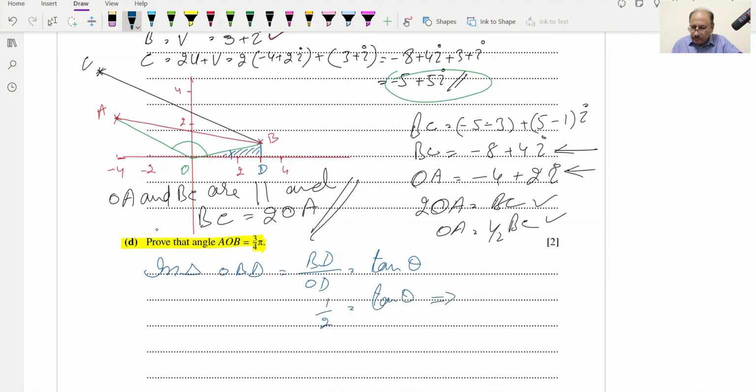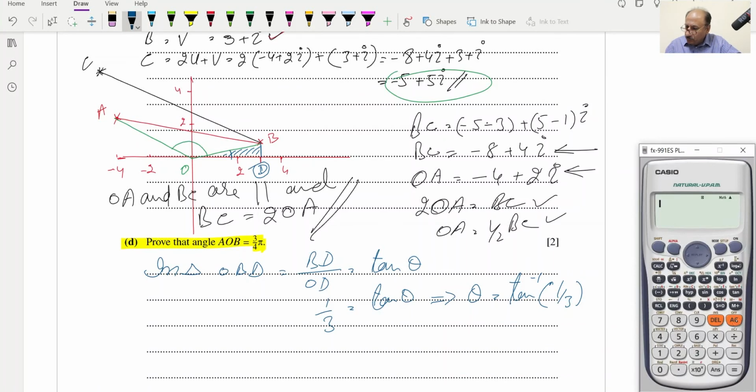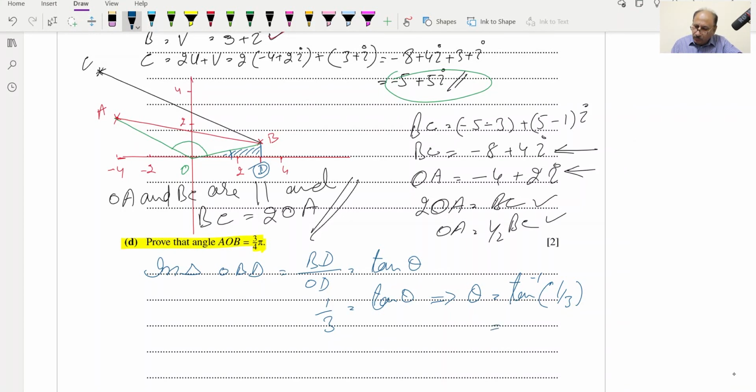This implies theta is equal to tan inverse of 1 by 2. No, not 1 by 2, it should be 3, because point D is up to 3, not 2. So we'll change this to 3, and this will be 1 over 3. So theta is tan inverse of 1 over 3, and this is equal to 18.43. So this angle is 18.43.